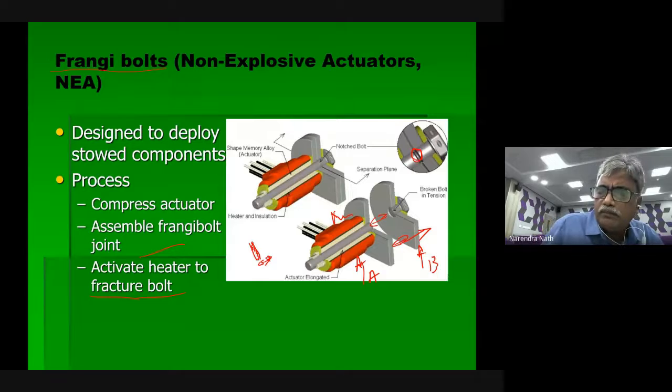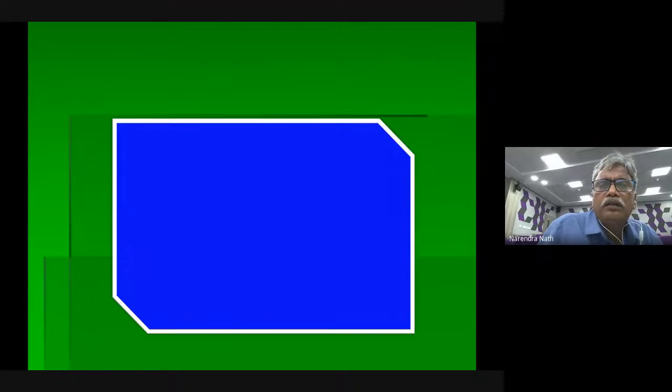Shape memory effect is nothing but, see, when you are going to load the alloy, at a certain point you are going to unload. In a normal wire, it won't return back. Is it returned back? A normal binding wire, is it coming back? It won't come back. Whereas shape memory alloys, it will come back to its original position. So this is what shape memory effect is.